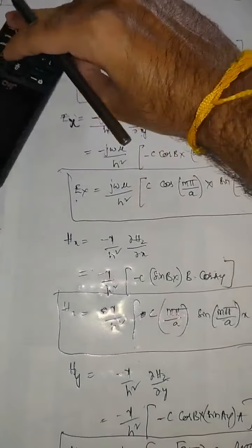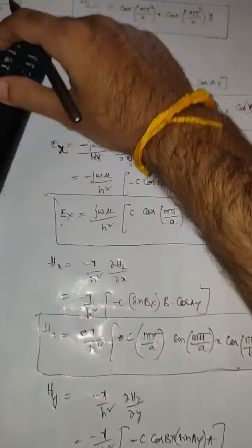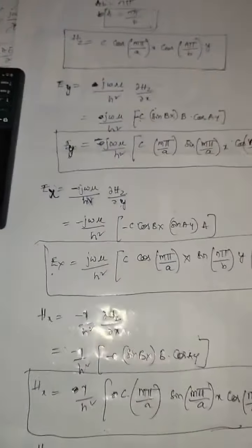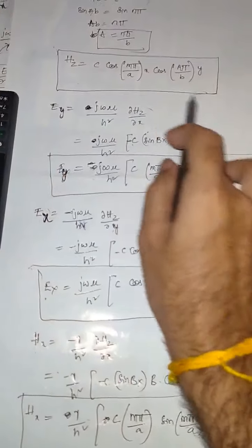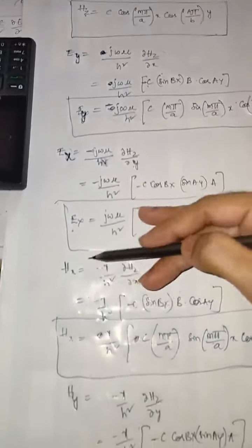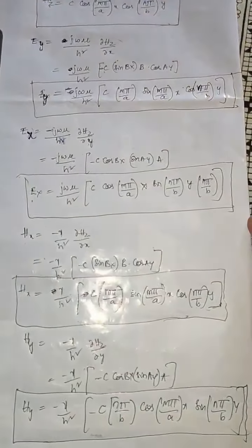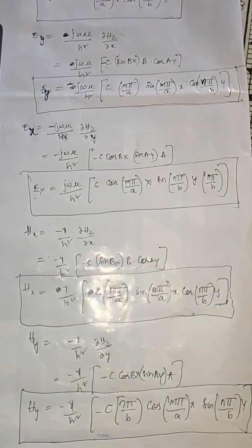In this way we have done the TE, transverse electric mode: Ex, Ey, Hx, Hy. In transverse electric mode there will be an Hz component, and based on this Hz equation we have derived Ex, Ey, Hx, Hy. So these are the solutions for TE mode.